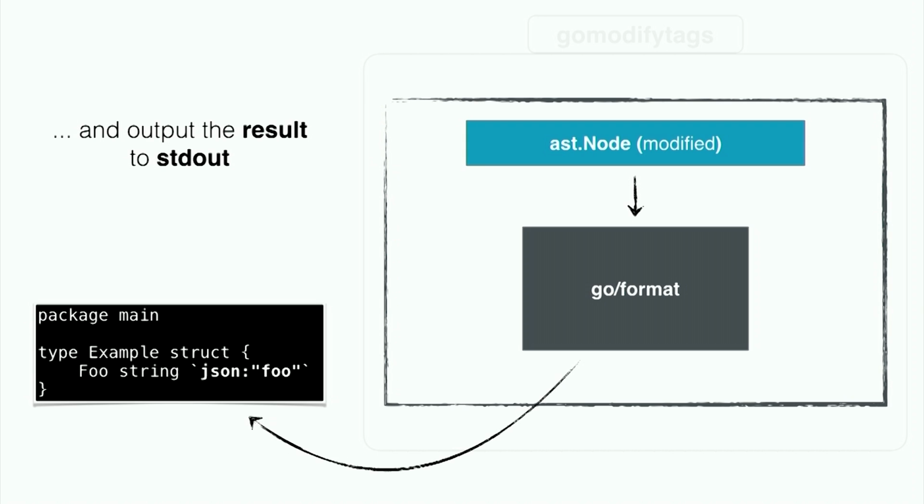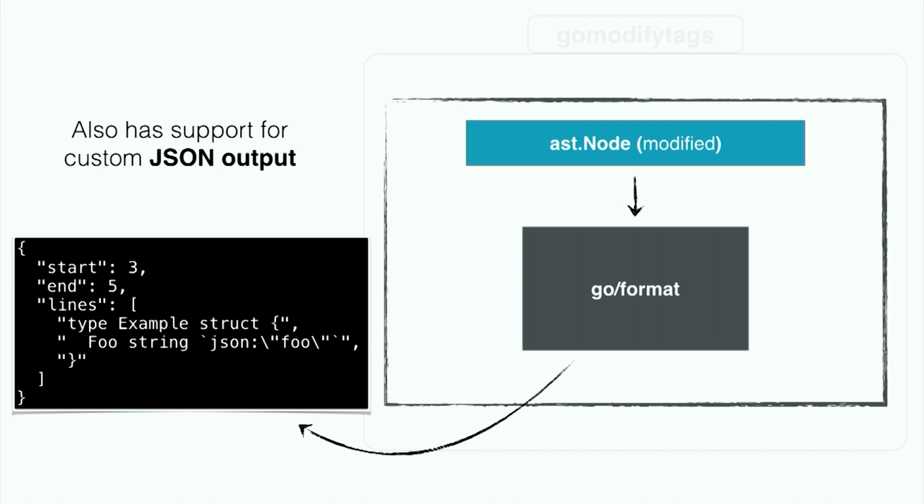And then it just outputs the modified file. It's a valid Go source file. We also have custom JSON support. This is very useful especially for editors, because editors don't want to just replace the file itself, since they have the ability to replace certain lines. Otherwise, when you replace the whole content, you lose the history of the file and many other settings the editor needs. So the JSON output is just for editors.